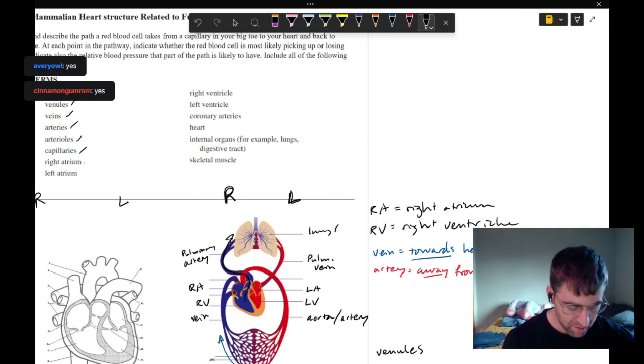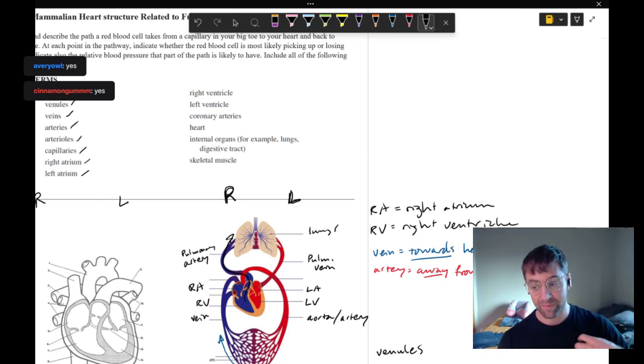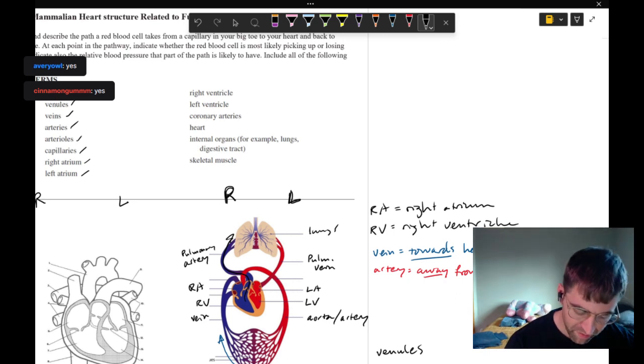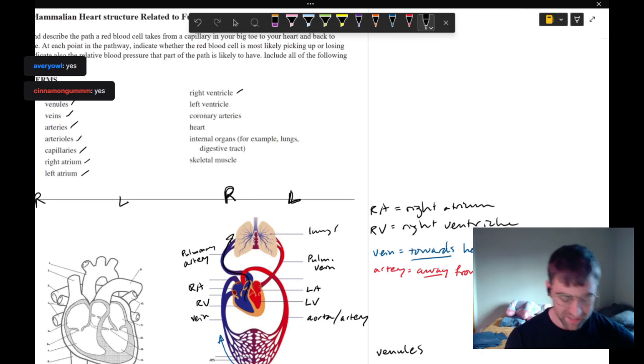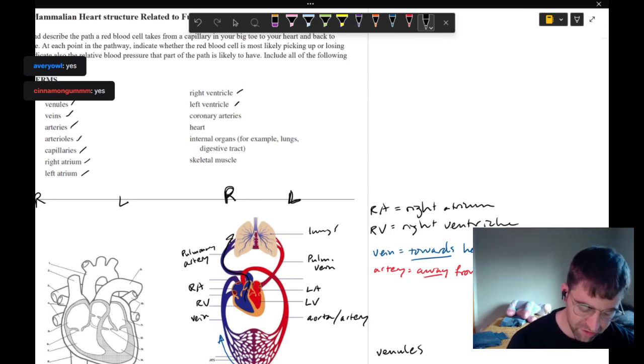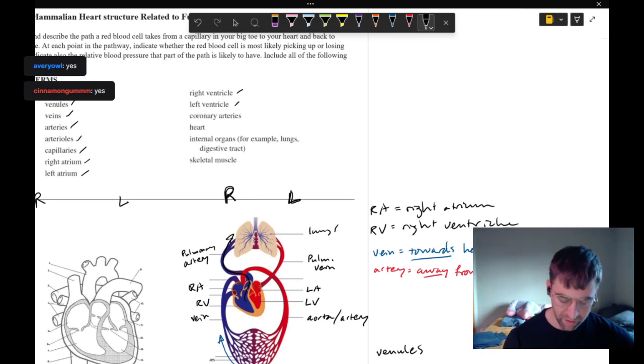Capillaries we talked about. Right atrium is on the receiving side of the heart. Left atrium is on the pulmonary receiving side of the heart. Right ventricle is on the side of the heart towards the pulmonary circuit. Left ventricle goes from the heart to the aorta and the rest of the body.